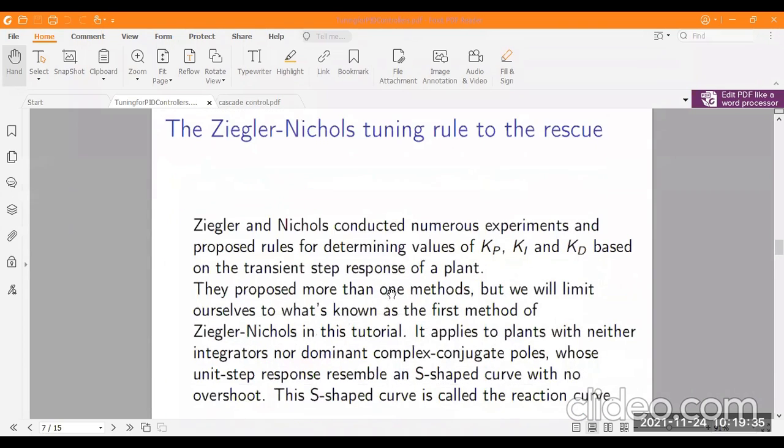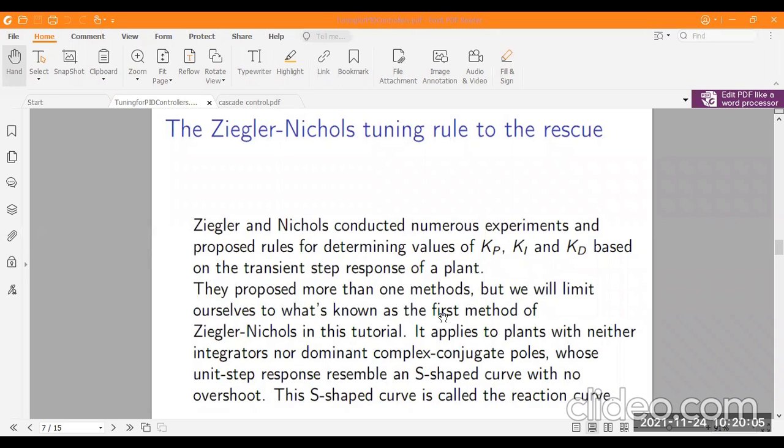Next, this is the first method, that is the Ziegler Nichols tuning method or tuning rules, we have to use in our PID controller part. Okay. So this Ziegler Nichols is actually two names, two scientist names, Ziegler and also Nichols. So both developed this tuning method in PID controller systems.